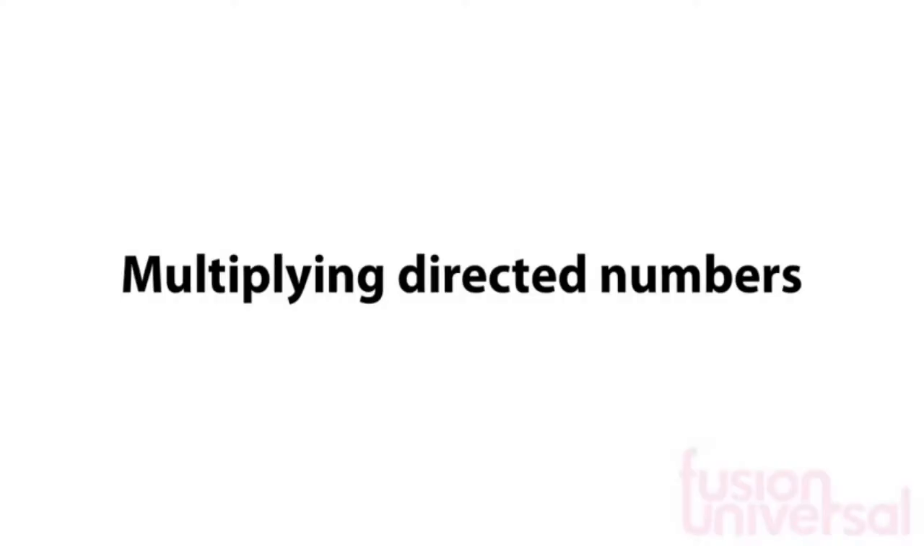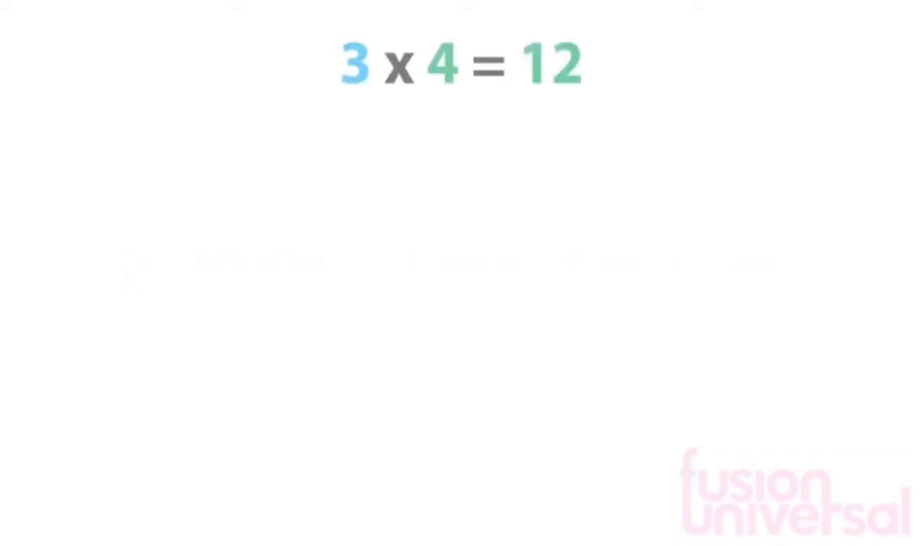We are going to look at multiplying positive and negative numbers in different combinations. Let's start looking at positive numbers. You should be familiar with your times tables. You know that 3 times 4 is equal to 12.